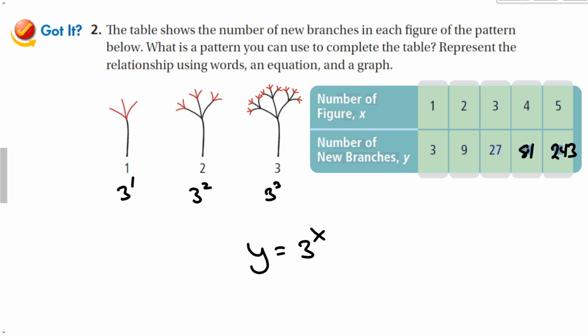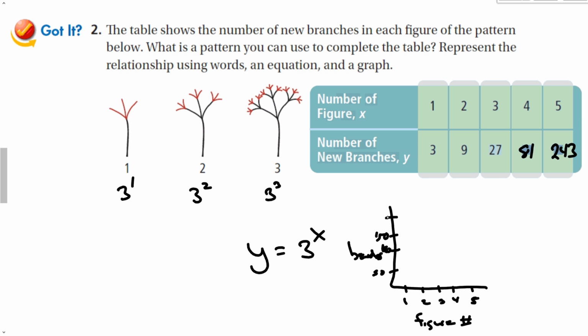And if I wanted to graph this, my graph again is going to get really big really fast. So 1, 2, 3, 4, 5. And that would be branches. Oh, sorry. This is going to be the figure number. And then this would be branches. Okay, and let's call it 50 again. 100, 150, 200. Okay, and one branch is 3, very little, 9, very little, 27, about halfway, 81, almost to 100, and 243, suddenly we are going up very fast. Ooh, little hitch there in the graph, but it's okay.